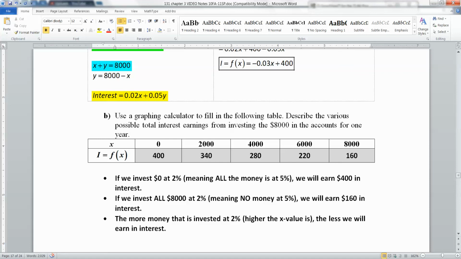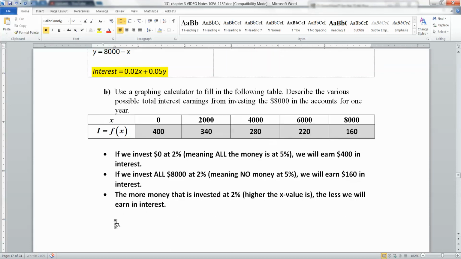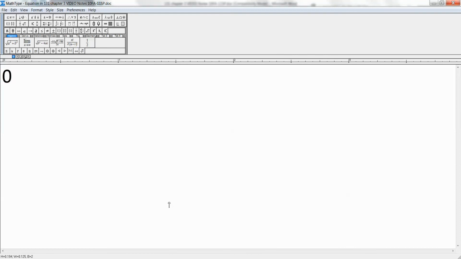I guess I can just say interest, right? Also notice the table has to stop at 0. Let me put it this way. The domain for this function is 0 is less than or equal to x, which is less than or equal to 8,000.